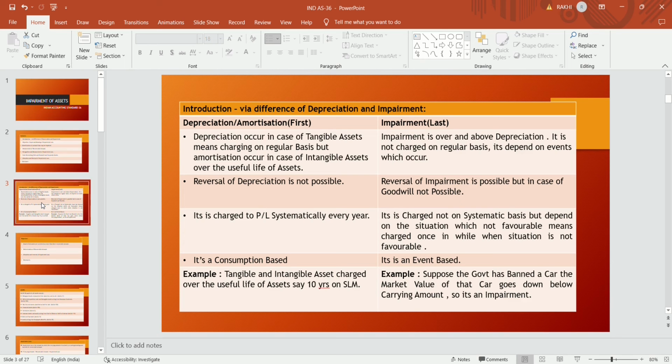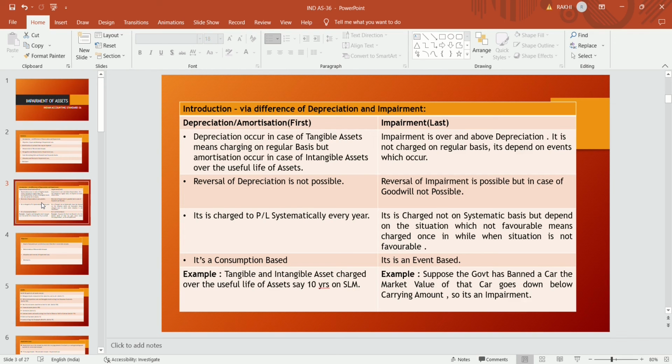Obviously, impairment is due to an unfavorable event which arises. Reversal of depreciation is not possible, because the company won't reverse the depreciation, but reversal of impairment is possible. But in the case of goodwill, it is not possible.